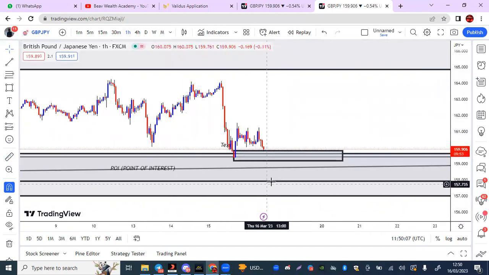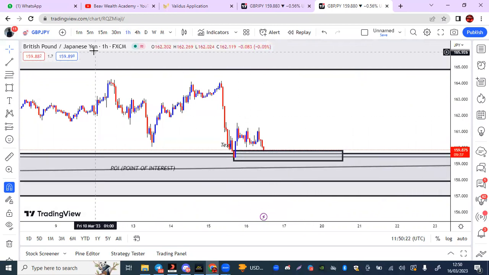So now I've gotten my break of structure on the 1 hour time frame. All right, this is it. And then you can see price generated a form of liquidity around our POI, and then price has come back to take that. So this is very, very key.